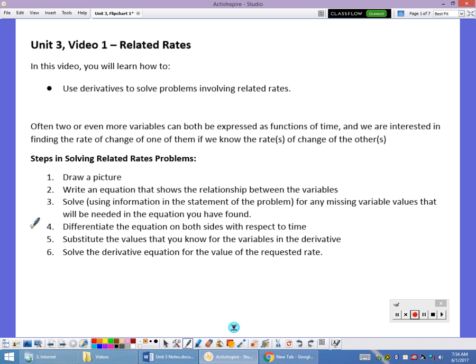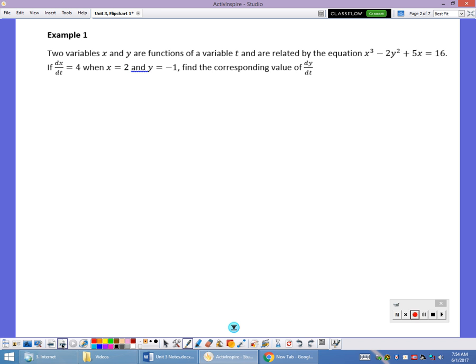Every time you take a derivative of a variable, like if you take a derivative of x, you've got to multiply by dx/dt. You're going to do it implicitly. Substitute in all the values you know, and then finally solve. Let's look at some examples.